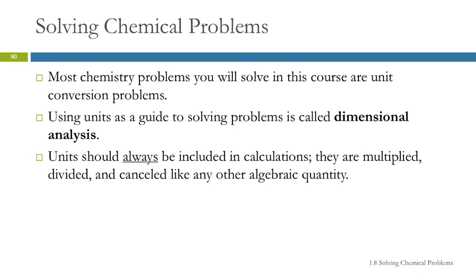So units should always be included in your calculation. If it's a measurement, it has a unit. If you write down the number, you have to write down the unit. Every single time, don't take shortcuts and leave the units out. It'll come back and get you. Units can be multiplied, divided, canceled out, just like any other algebra variable, a's and b's and x's. Whatever you can do with those, you can do with units.